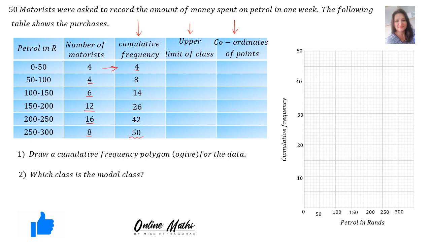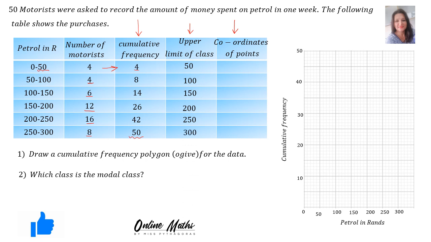Now, the next column, in order to sketch the ogive, we need the upper limit of the class. And where do we find that? This is this value there, 50. So for the second interval, the upper limit of the class is 100. The upper limit 150. For the next one 200, for the next one 250, and for the next one 300.